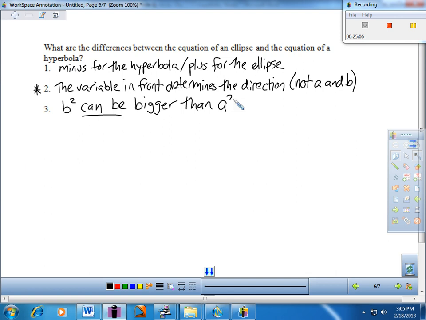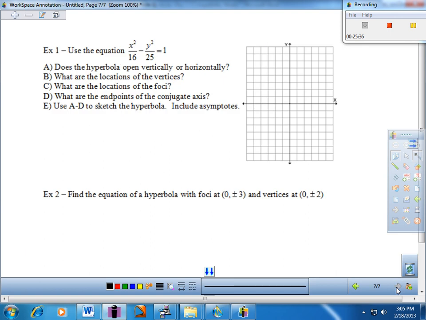Okay. Well, let's put it in action. Let's see what we can do. So example 1 is just a nice, straightforward one. Get us thinking about it. We're going to use this equation right here. Again, the infinite number of points that make this equation true form 2 branches of our hyperbola. And let's see if we can sketch that out and get a good sense of this. So here we go. Letter A. Does the hyperbola open vertically or horizontally?